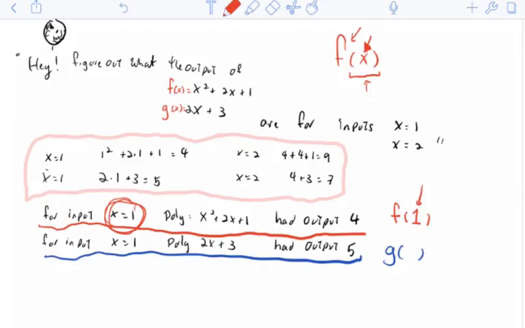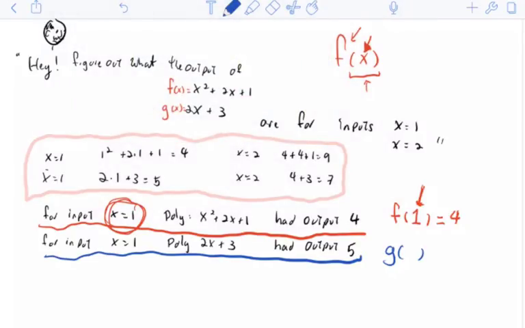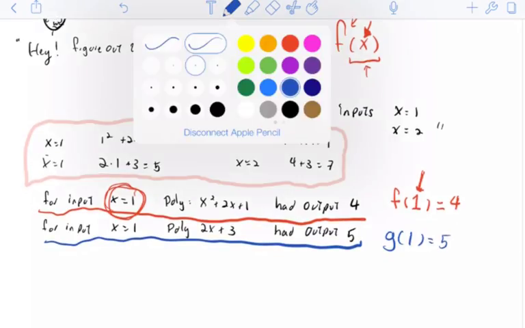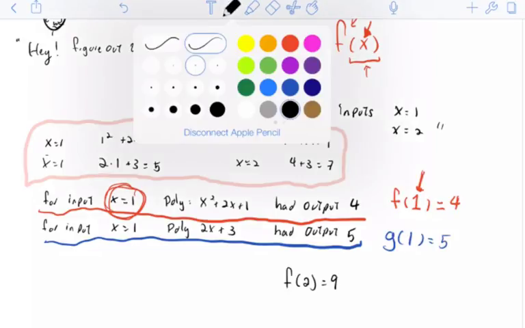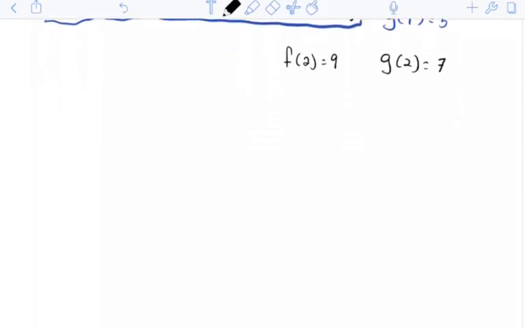And so I can say, when the input is equal to 1, the output is equal to 4. When the input for the second polynomial is 1, its output is 5. And similarly, I can write the rest of them. When I evaluate f at 2, you get 9. And g at 2, 7.